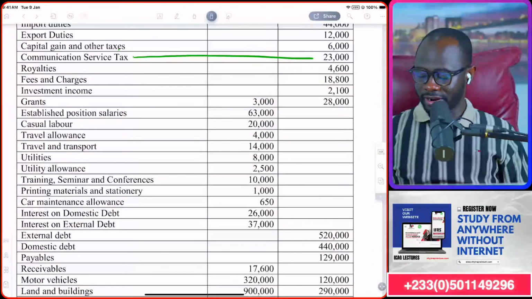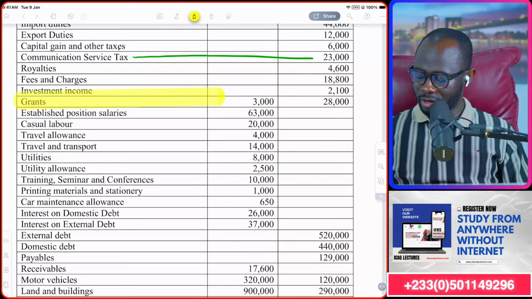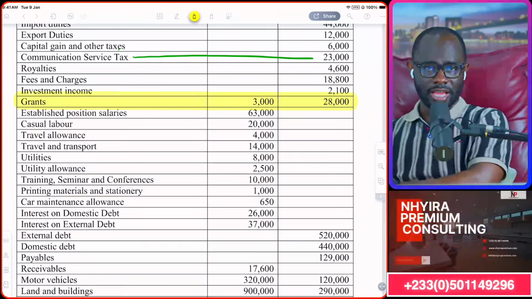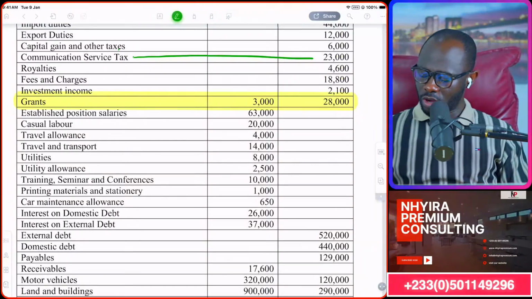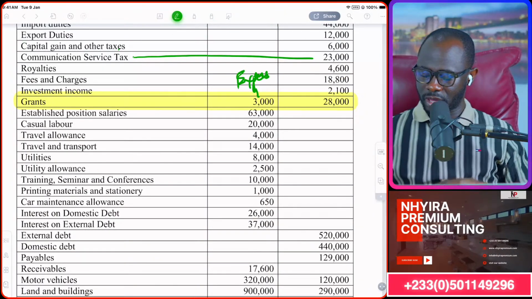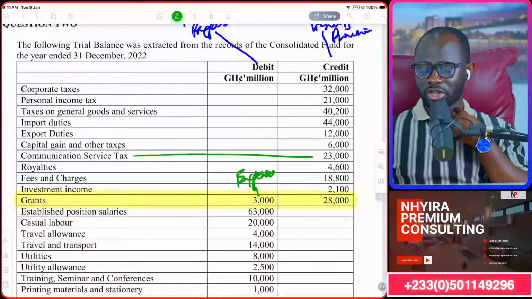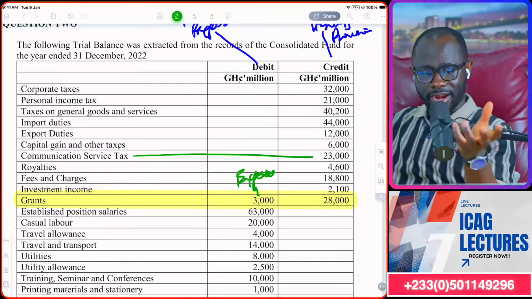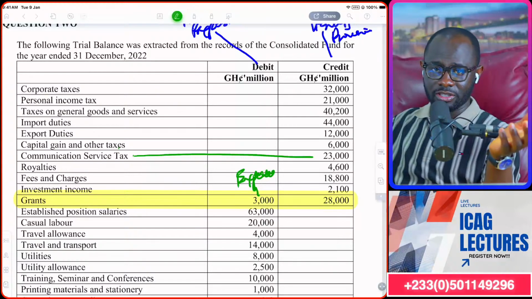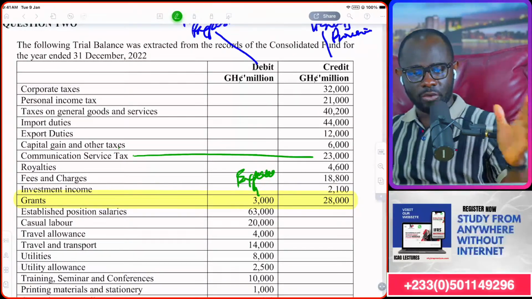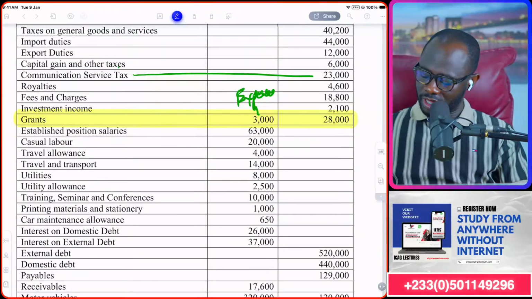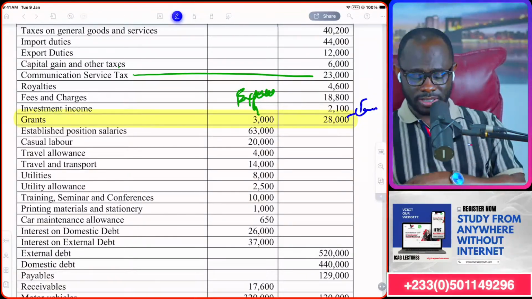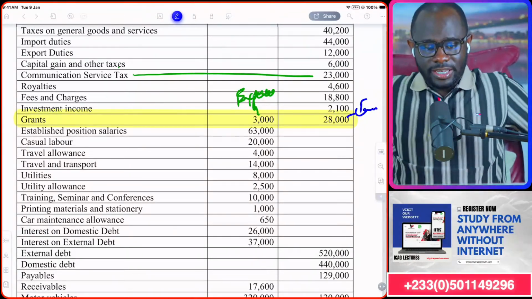Next one, grants. Okay. But you got to be careful here because there is a grant on the debit side, and there is a grant on the credit side. Certainly the one on the debit side is an expense, because remember we established earlier that the things on the debit side could be an asset or an expense. So the grant on the debit side is an expense. We're going to be bringing it into the statement of financial performance. Then the one on the credit side is an income. If there is no other information, then we'll bring that directly on the face of the financial statement. So we'll come back to that later as we proceed in the discussion.